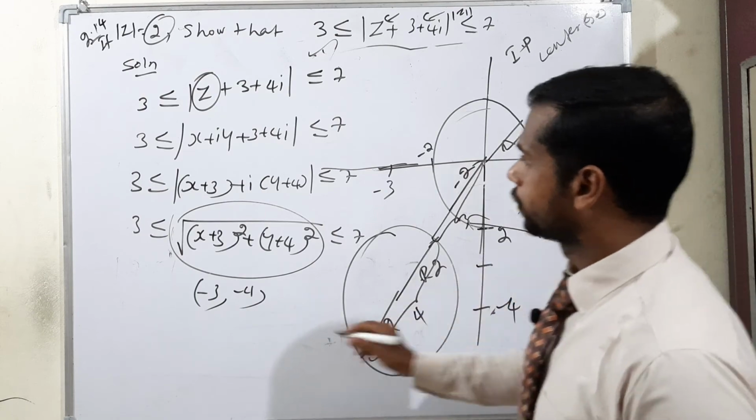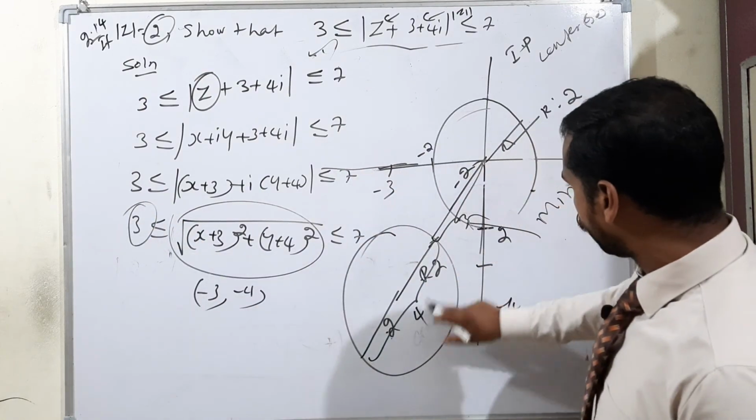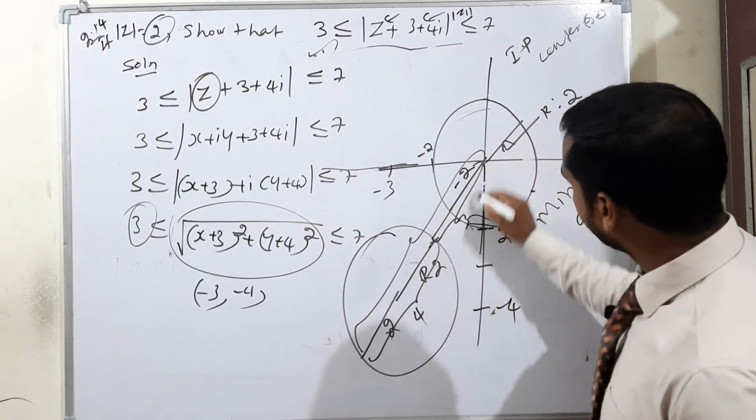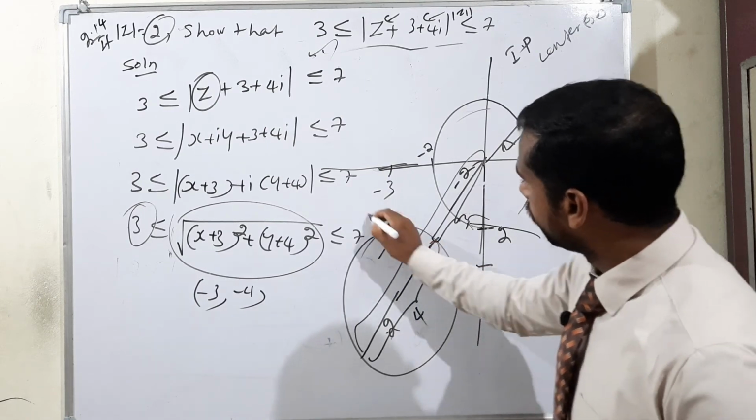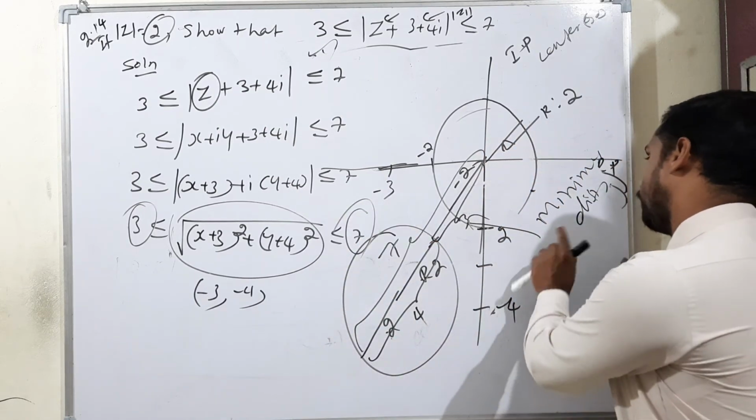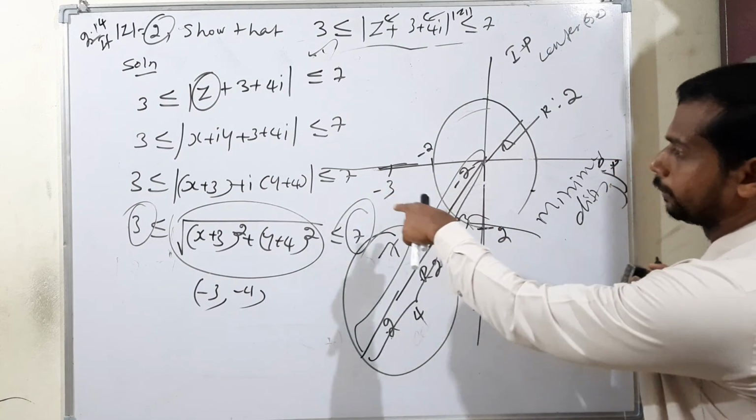Minimum distance, see, 3 is there. So maximum, look at there, 4 plus 3. You can add it with the total of the part. 4 plus 3 is equal to 7. This is the maximum. That's why I have shown with minimum distance 3, maximum distance 7.